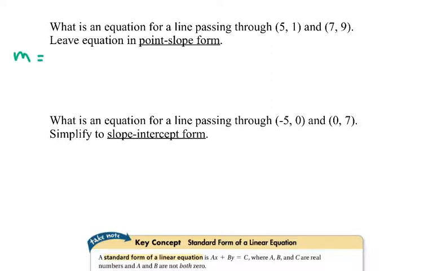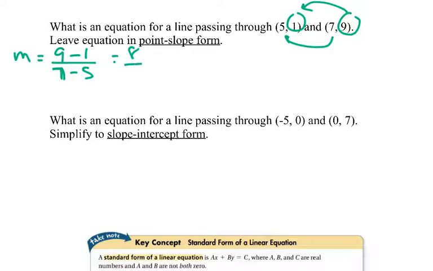We're going to take the difference of our y coordinates. So y sub 2 minus y sub 1 would be 9 minus 1. We're going to divide by the difference of our x coordinates, so 7 minus 5. So simplifying, we've got 8 divided by 2, or a slope of 4.